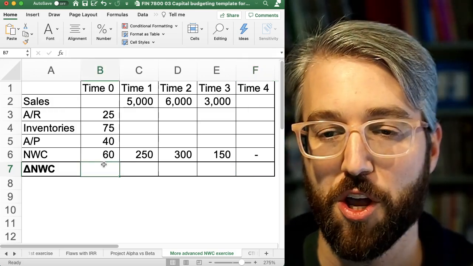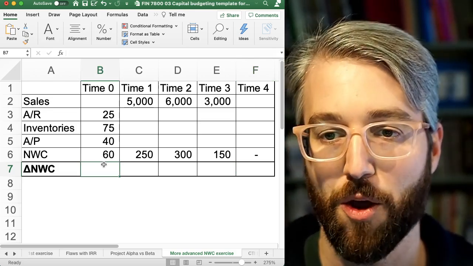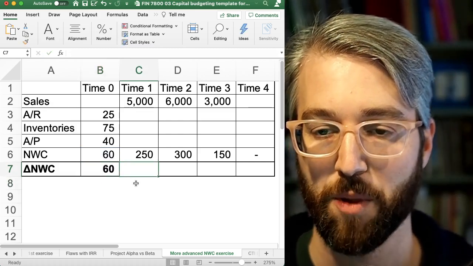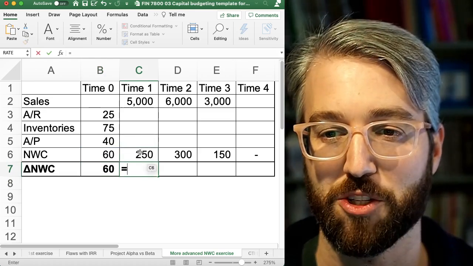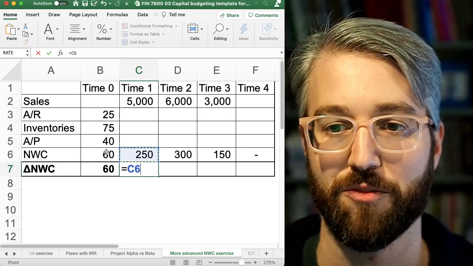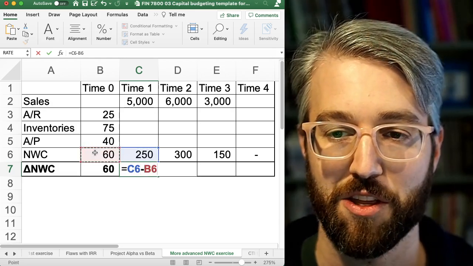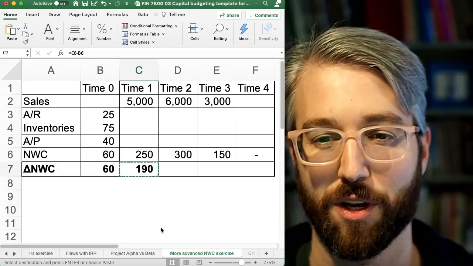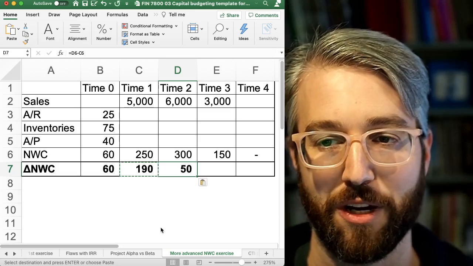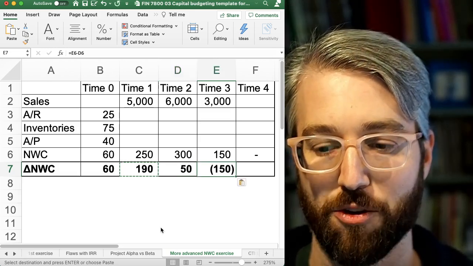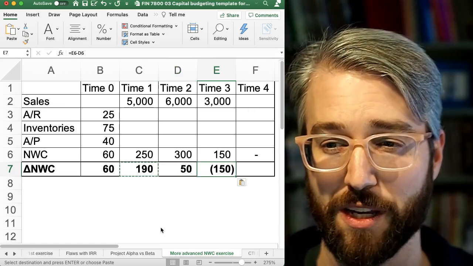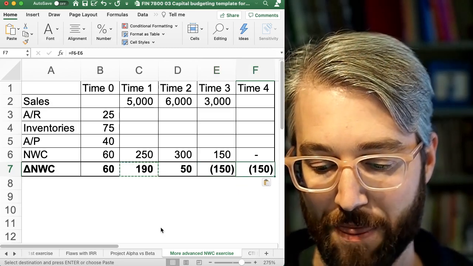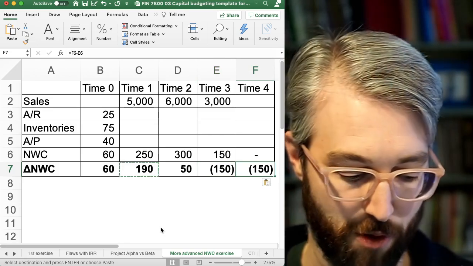So in the first year, what's our cash flow impact going to be? Well, the increase in net working capital is going to be the 60 that the firm needs to build up. But starting in year one, it's going to be associated with the difference between this end of year's working capital minus the end of the previous year's working capital. And so in year one, they're going to have to increase working capital by 190. In year two, they're going to increase working capital by 50. In year three, they're going to decrease working capital by 150 because sales are going down. And then finally in year four, they should be able to liquidate all of the remaining working capital that they have in place.